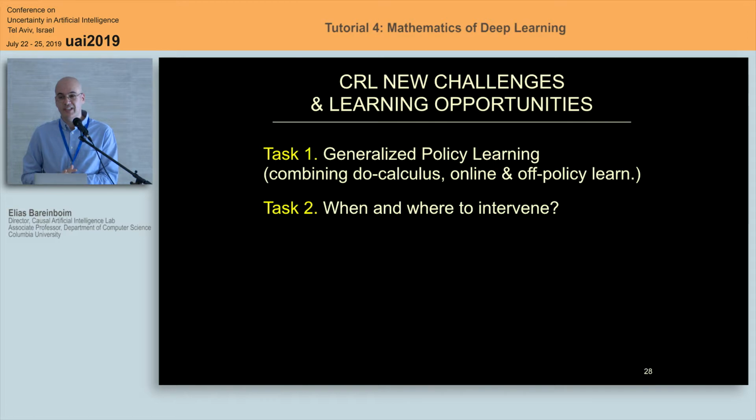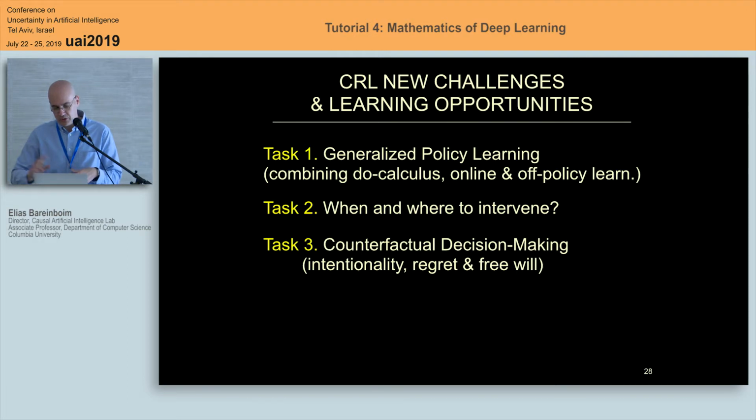Still, if it is the case that you decide to do the intervention, why do you intervene in the variable X? Perhaps there is another variable W that will be the good target for the intervention. Possibly, I'll show examples of what this means. Then they are called when and where to intervene, another class of tasks that are in between. The third one is the one called counterfactual decision making.